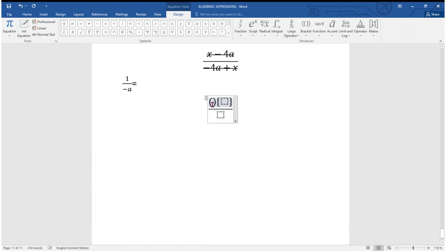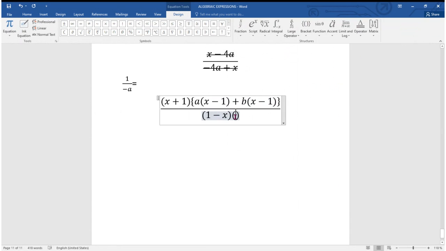So x plus 1, a, open the brackets, x minus 1, plus 1, so x plus 1, plus b, then I open the brackets here, x minus 1. Okay, that's the numerator. Then we have the denominator here. So the denominator is 1 minus x, ax plus b minus a minus b. Yes, so this is one I brought in the example.